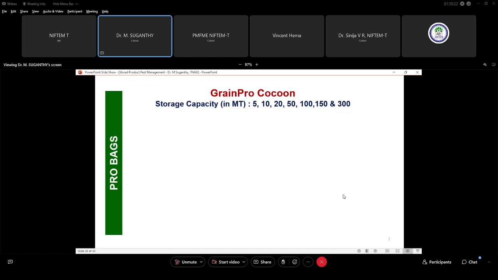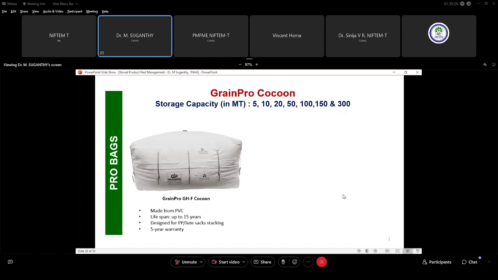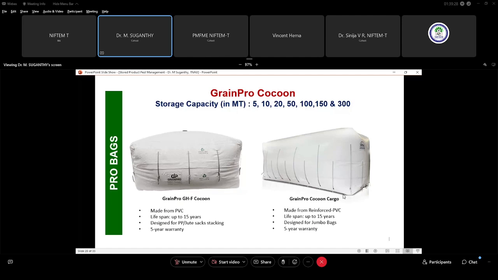Apart from that, there are certain commercially available bags, the Grain Pro bags. They are available in different capacities. It is made from PVC. The lifespan is up to 15 years. The one on the left is known as Grain Pro Cocoon. The other one is Grain Pro Cocoon Cargo. Here the warranty is up to 5 years and the lifespan is up to 15 years.